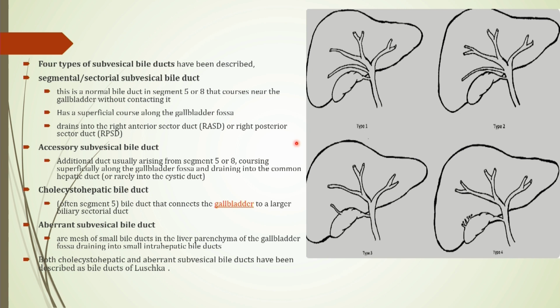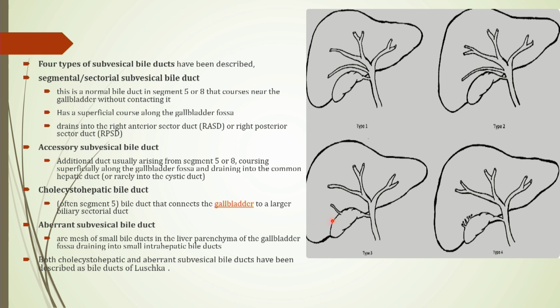There are 4 different types of subvesical ducts. First is the segmental or sectoral subvesical duct, which is the normal duct which runs close to the gallbladder fossa and drains into the right posterior sectoral duct or common hepatic duct. Second one is the accessory subvesical duct, which is an additional duct usually arising from the segment 5 and running within the gallbladder fossa and drains at the common hepatic duct.